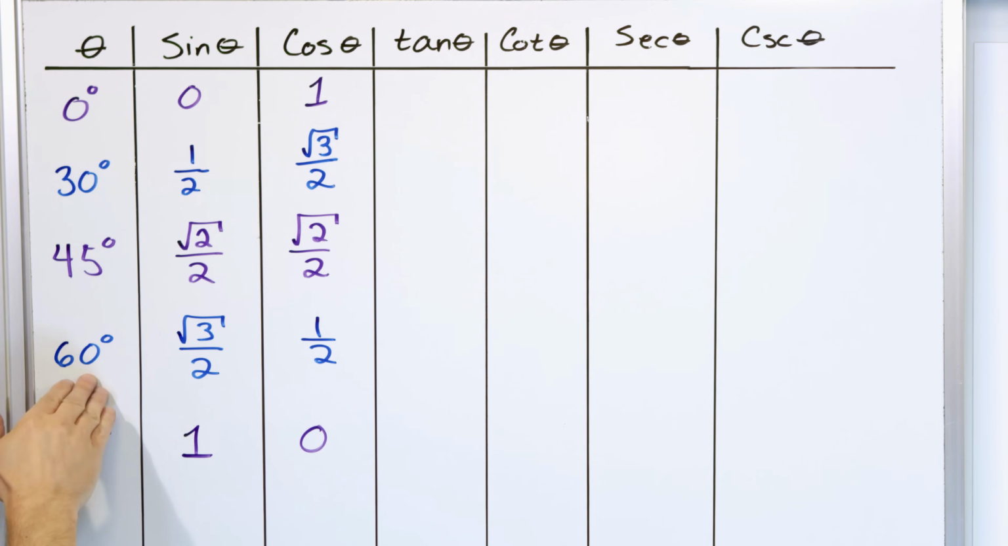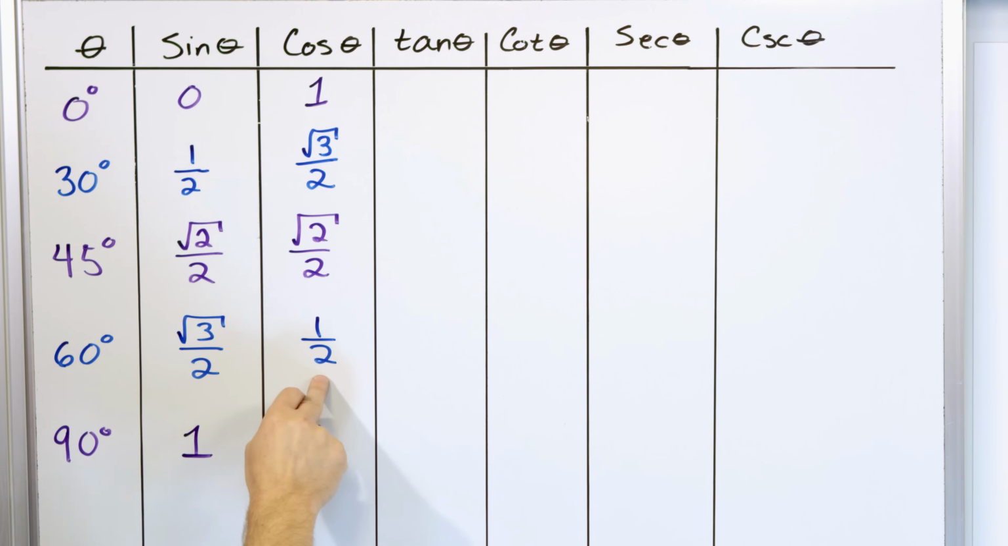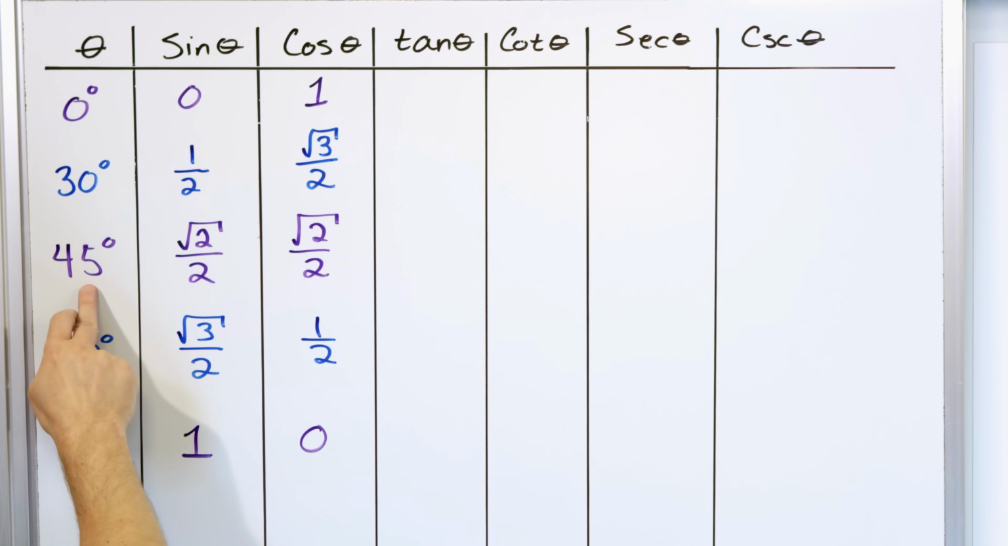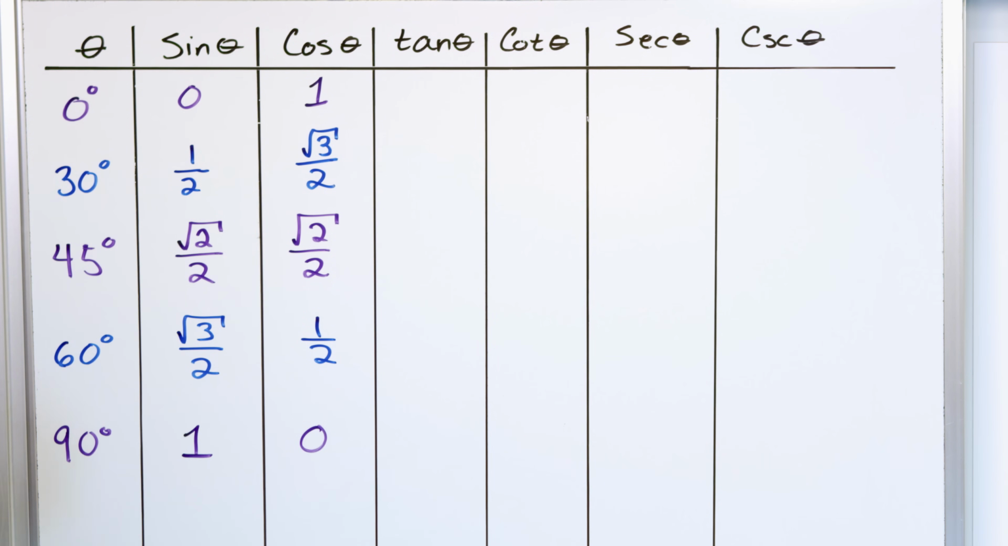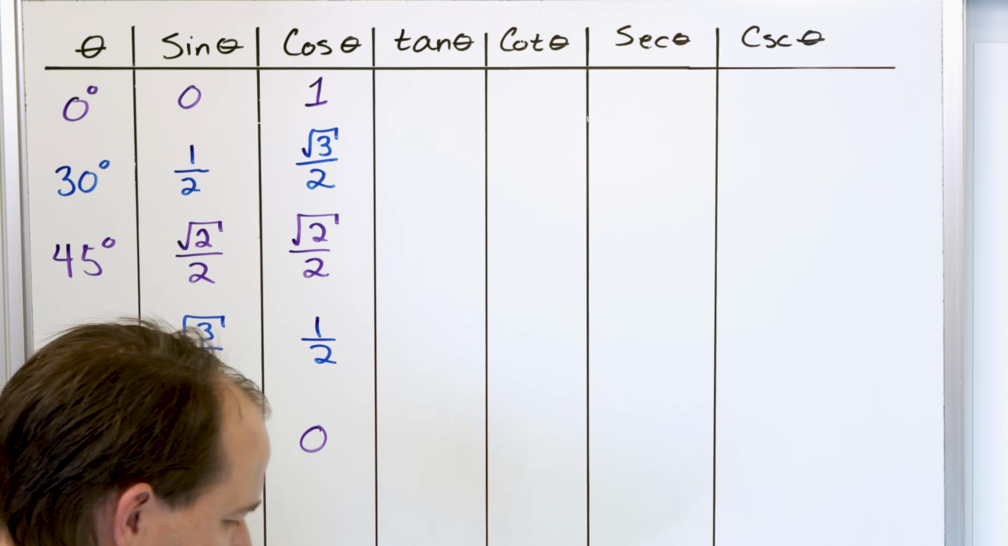Then when you move to the 60-degree position, the sine of this must be the other special number, square root of 3 over 2. The cosine of that number is 1/2. So the 30 and the 60 positions are just flipped around. The 45 is square root of 2 over 2 for the sine, square root of 2 over 2 for the cosine. These numbers just come from thinking about where you are on the unit circle.